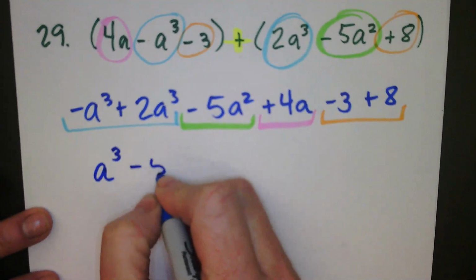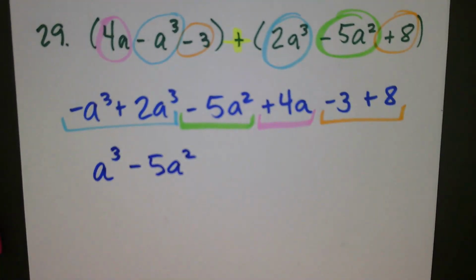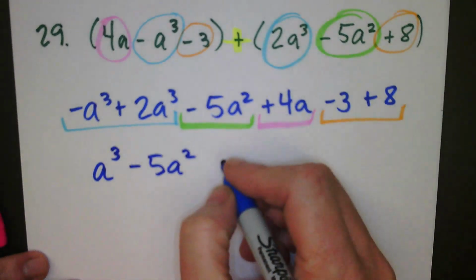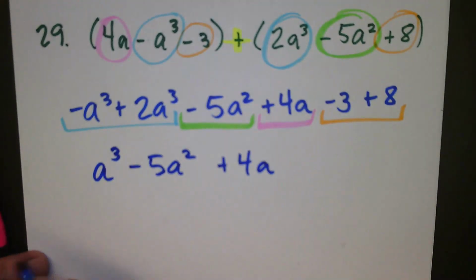This is going to become a -5a squared. It does not get combined with anything because there are no more like terms. Then I've got a plus 4a, and then I have a plus 5. I believe these directions only ask for the sum, so this is the final answer.